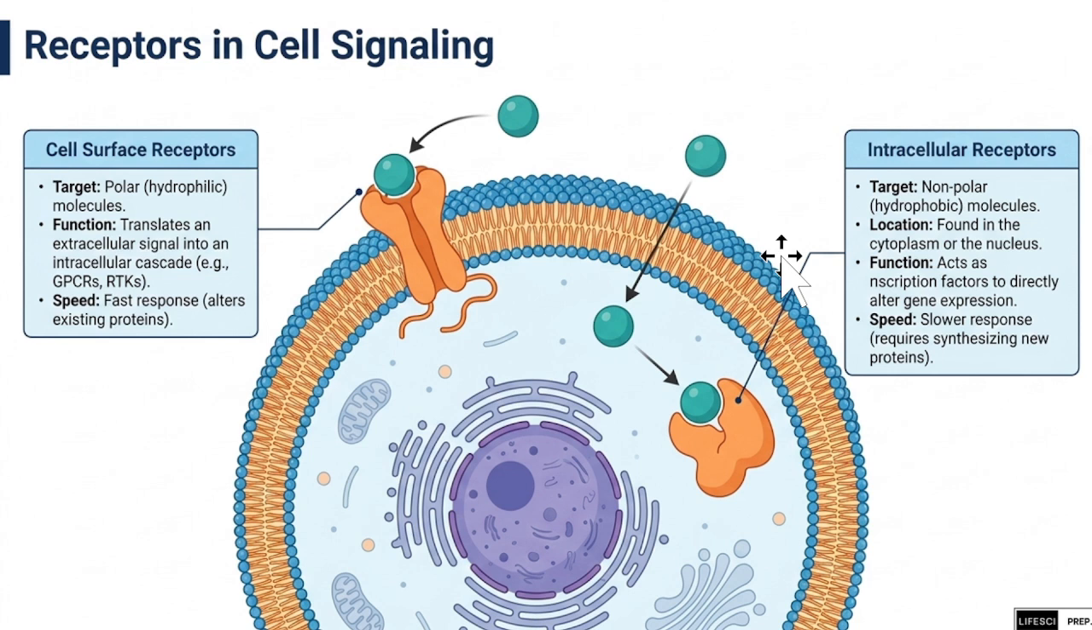As per example, you can see that the cell has a receptor that is outside or in the plasma membrane, a cell surface receptor that receives the polar ligand, and because they can't cross the plasma membrane, they have to react there or transfer the signal to the cell.